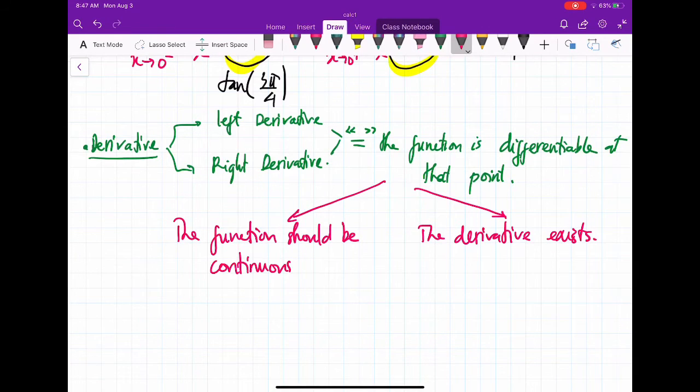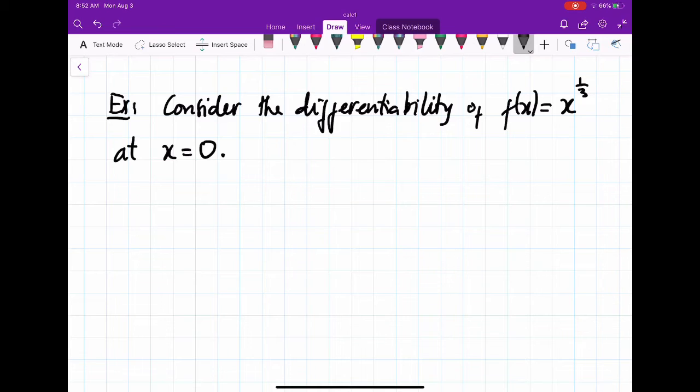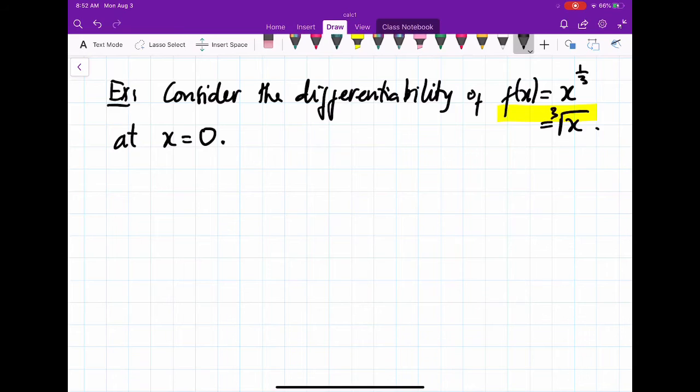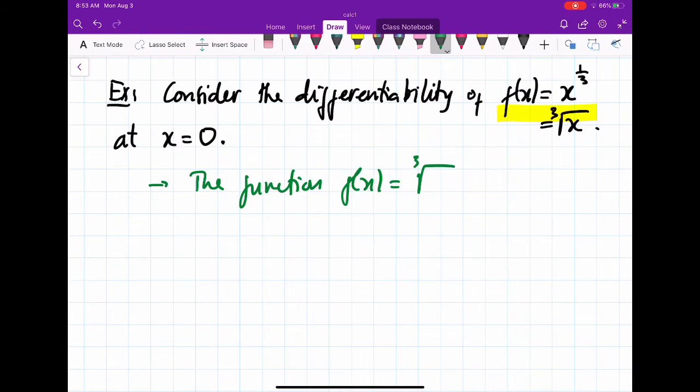Now let's consider the differentiability of the function f of x equal to x to the 1/3, or cube root of x, at x equal to 0. The first condition: the function f of x equal to cube root of x is continuous at x equal to 0, because the function is defined at 0 and the function value at 0 is 0. That is the limit of the function at 0.